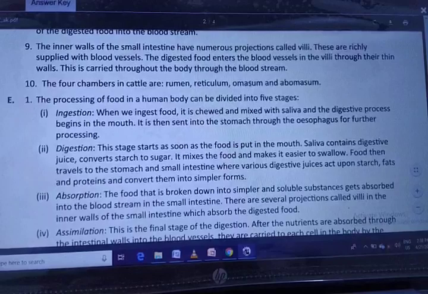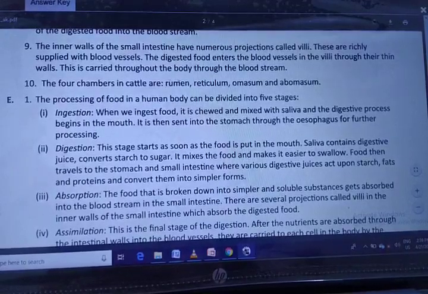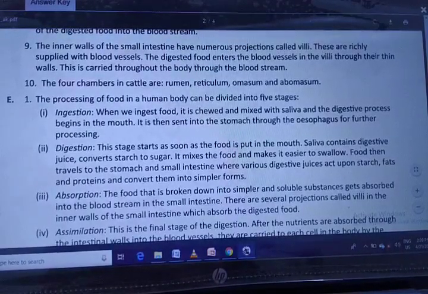Last, name the four stomachs in the cattle. The four chambers in the cattle are rumen, reticulum, omasum and abomasum.